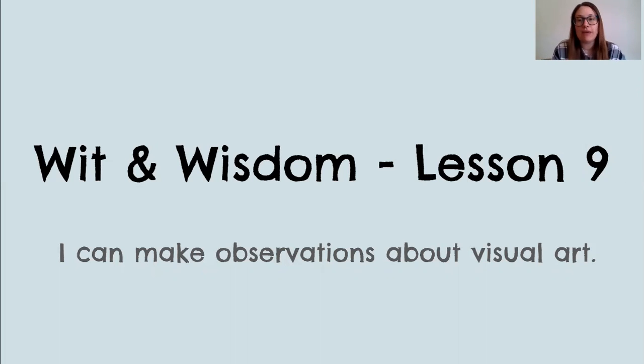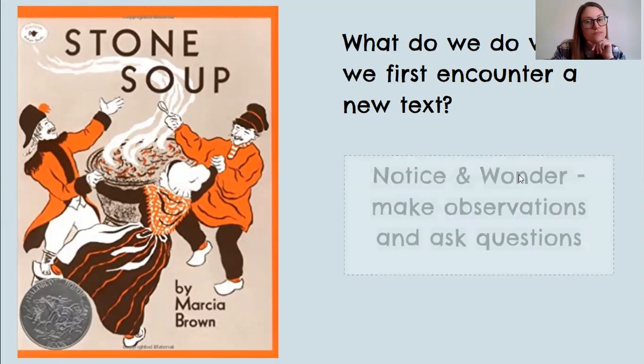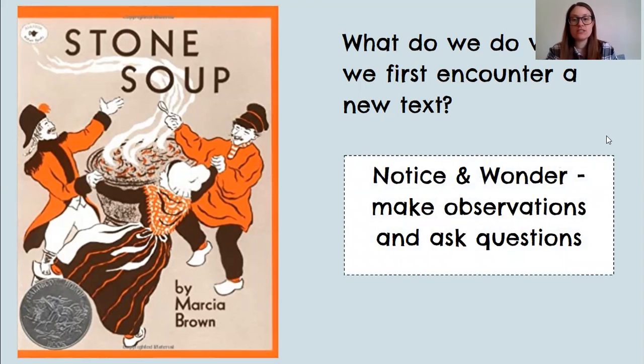Today, we are going to be making some observations about visual art. Remember in your lesson with Miss Daly, you first encountered the text Stone Soup. And what was the first thing you did when you first saw Stone Soup? What did you do? That's right. You noticed and wondered. You made observations and asked questions about the text.